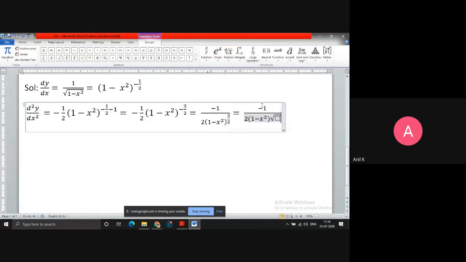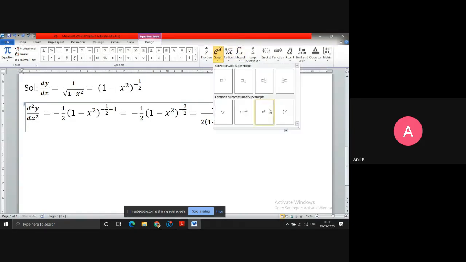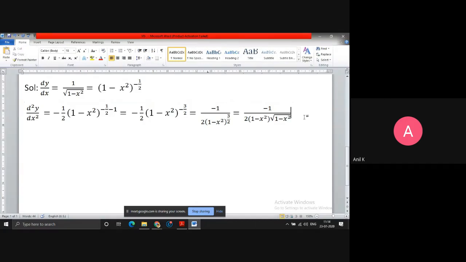Sorry, this will come under root 1 minus x square. Just look at, can I write this one as 1 minus x square whole to the power of 3 by 2? I can write it as 1 minus x square into under root 1 minus x square. If you observe, this under root 1 minus x square is 1 minus x square whole to the power of 1 by 2. So here it is 1 minus x square whole to the power of 1, and here it is 1 minus x square whole to the power of 1 by 2. So 1 plus 1 by 2 is nothing but 3 by 2 only. I am just rearranging the exponent terms.